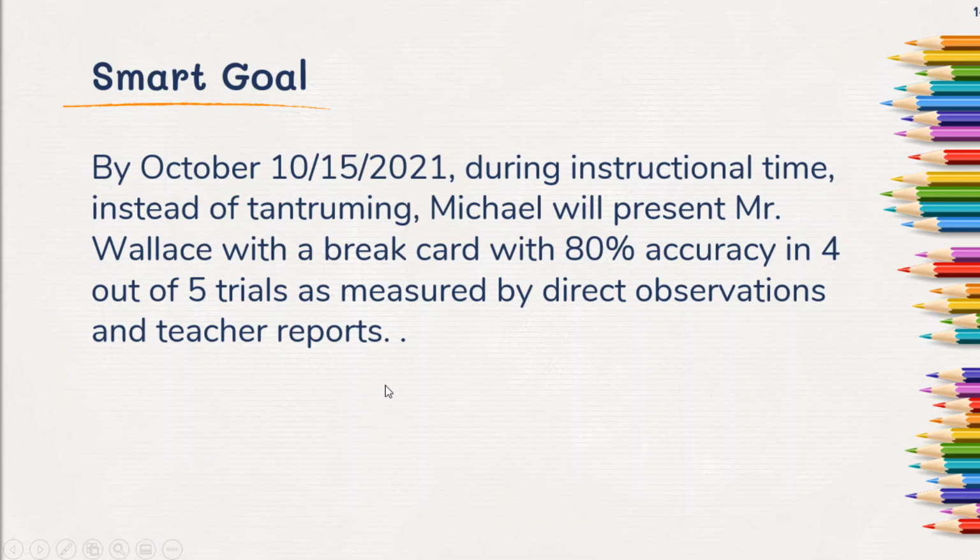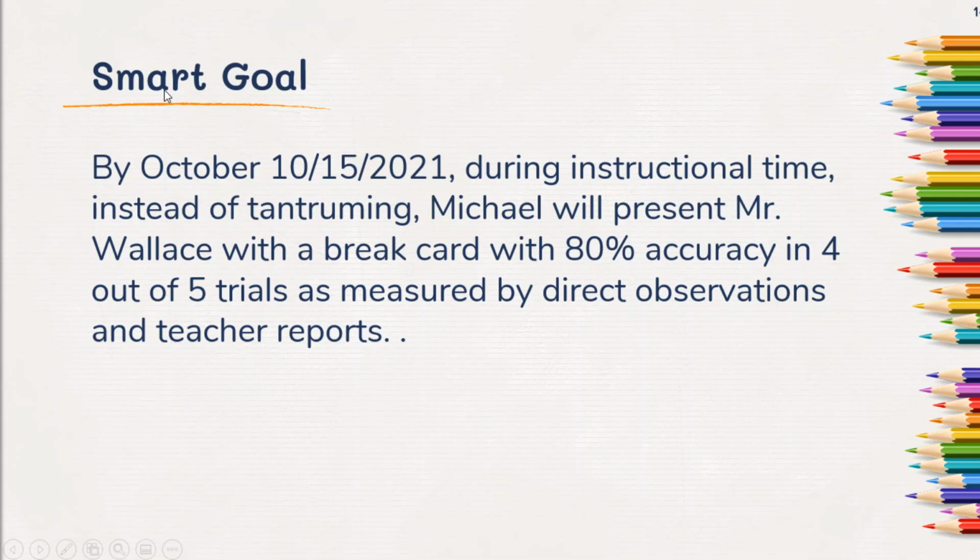Here, for the SMART part of the goal, so specific, he's going to be using a break card. For measurable, we're saying with 80% accuracy in 4 out of 5 trials. That means at 5 points during the day, say Mr. Wallace gives instructions, or has instructional time, 5 instances during the day. Out of 4 of those, Michael should be able to appropriately give the break card without tantruming.